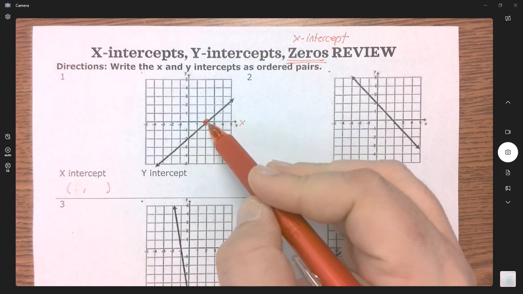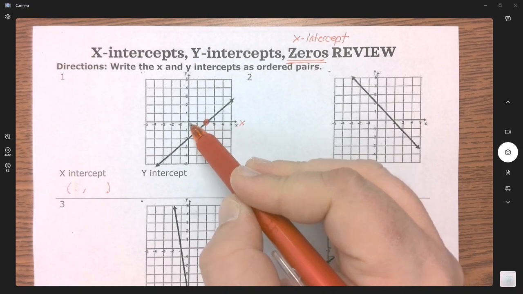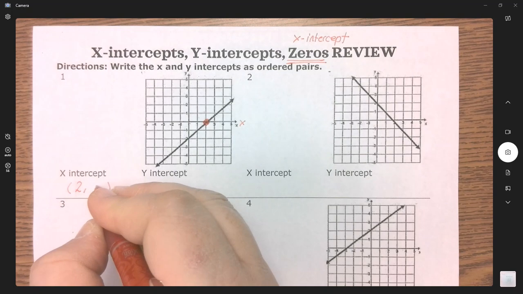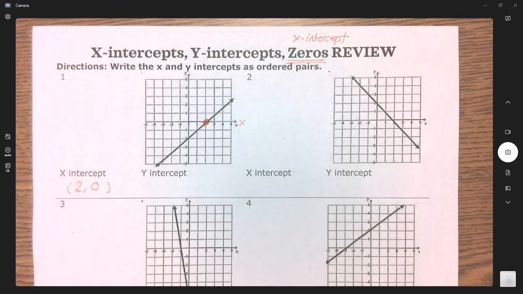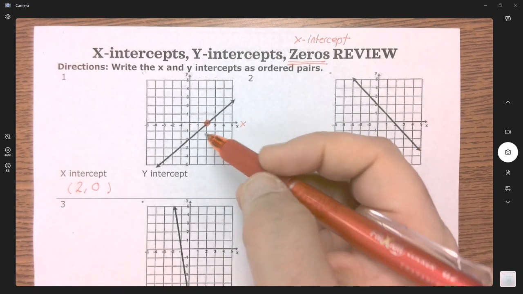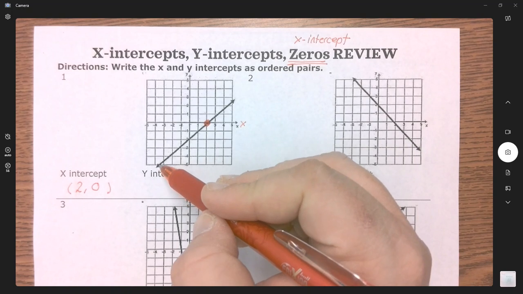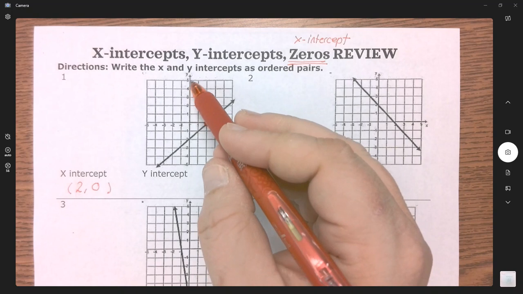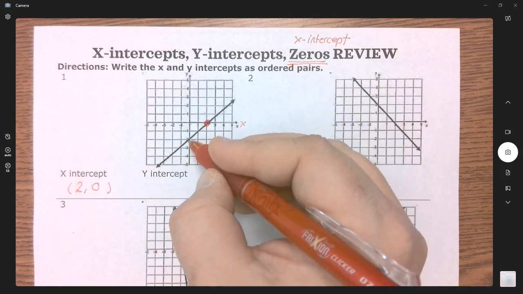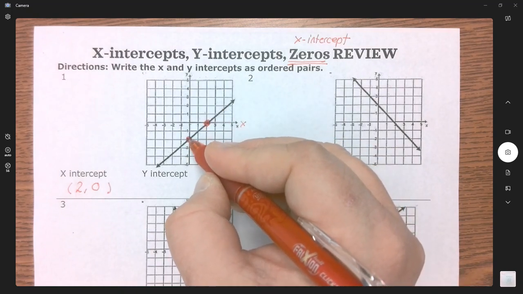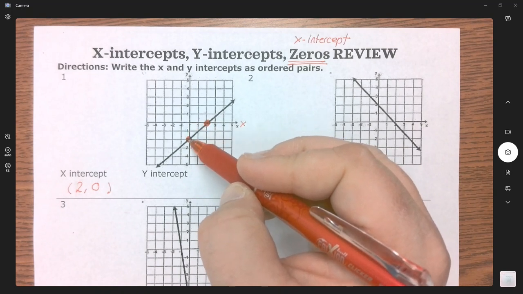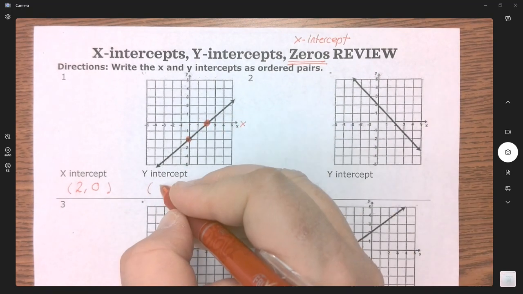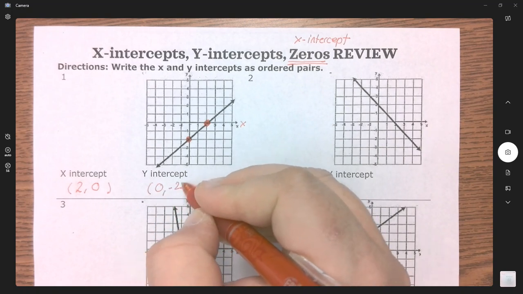To get to that point, our coordinate is over 1, 2, up 0. So we write our coordinate point as 2, 0. Okay. For our y-intercept, we do the same thing, but we look for where our graph crosses the y-axis, the up and down or vertical axis. Crosses right here, and we can see that that's 1, 2 below 0. Our y-intercept is over 0 and down 2.